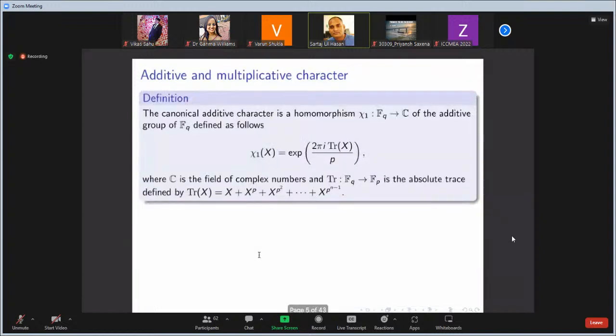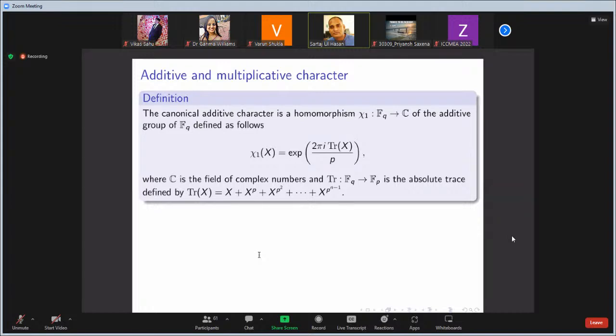Now I'll introduce what are called additive and multiplicative characters. I am introducing these because we have to study the cryptographic properties of certain permutation polynomials, so these things will be required at that time. I'm just introducing them in the beginning itself.